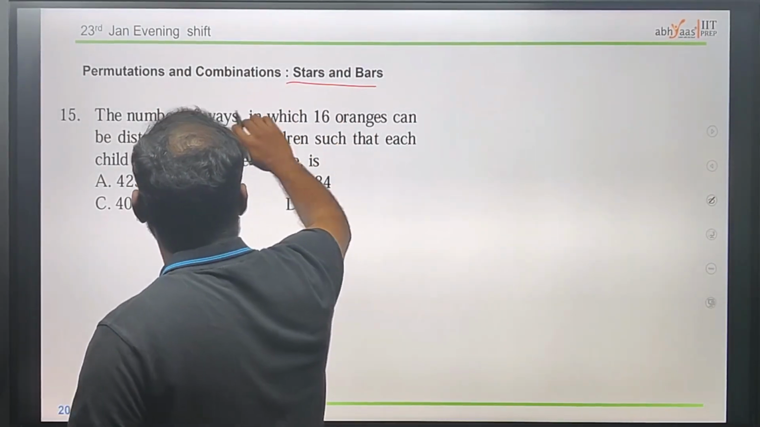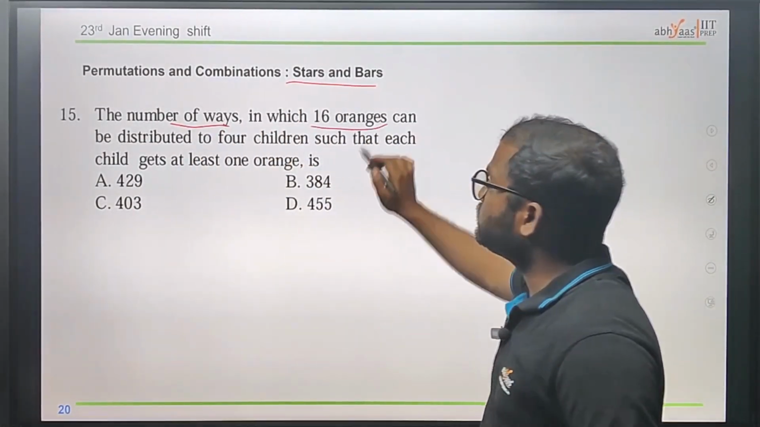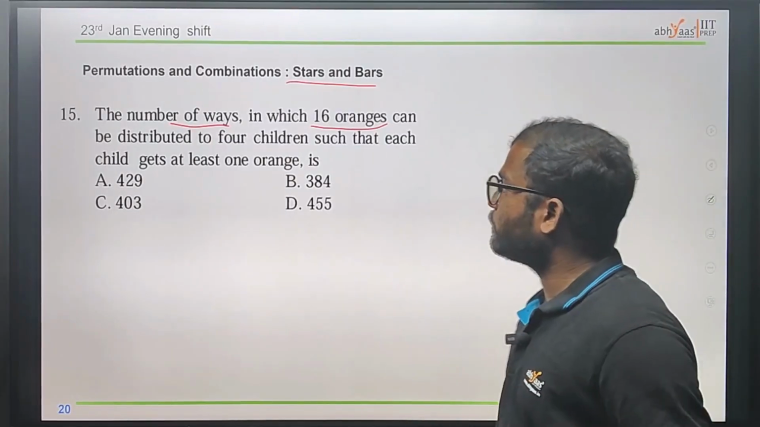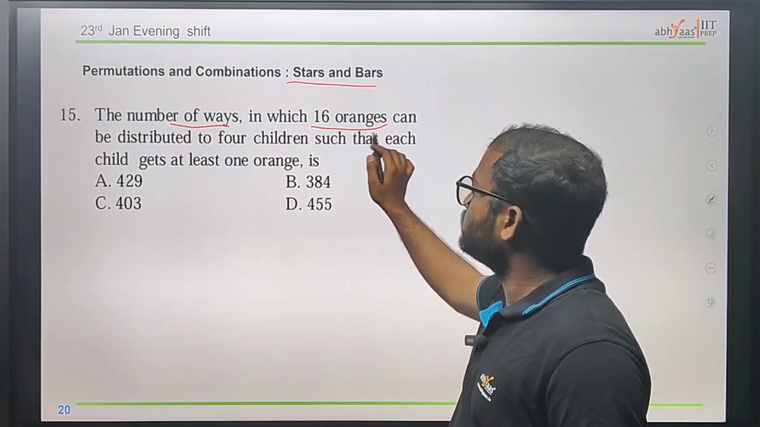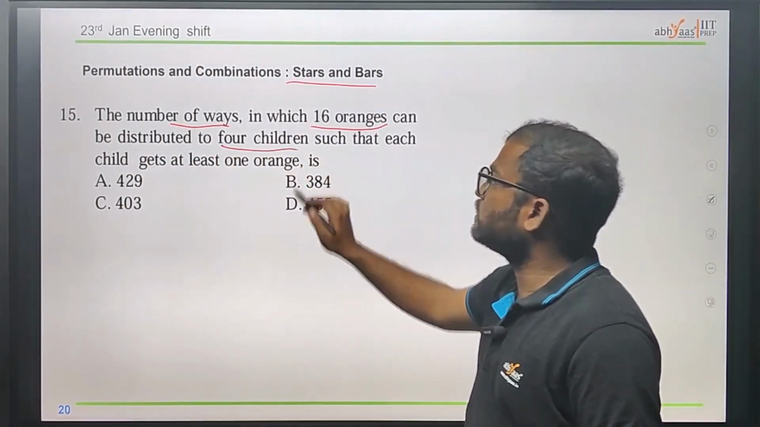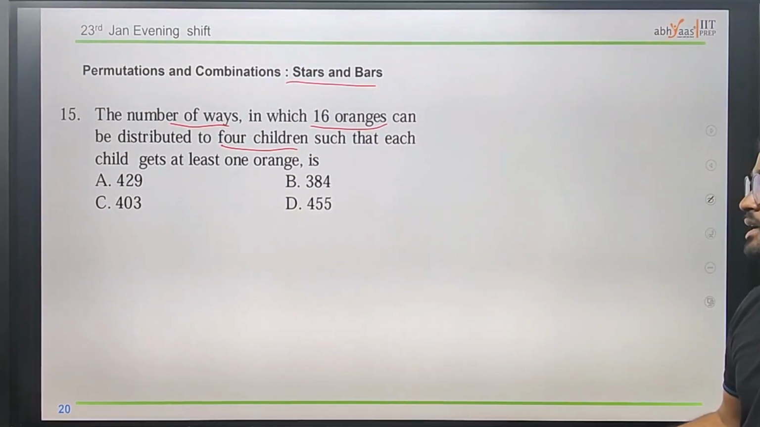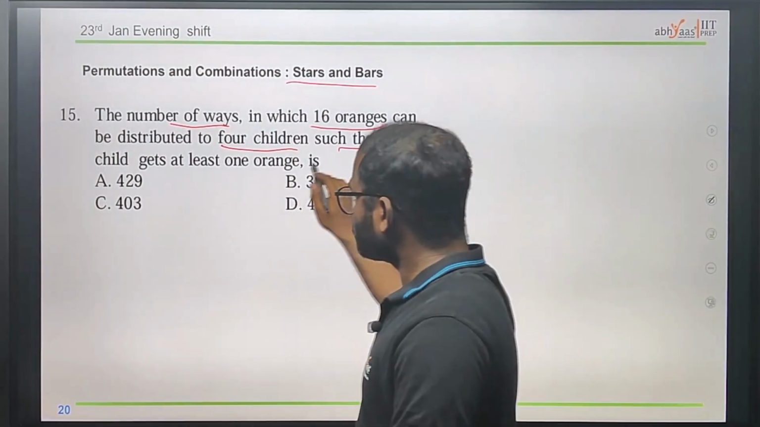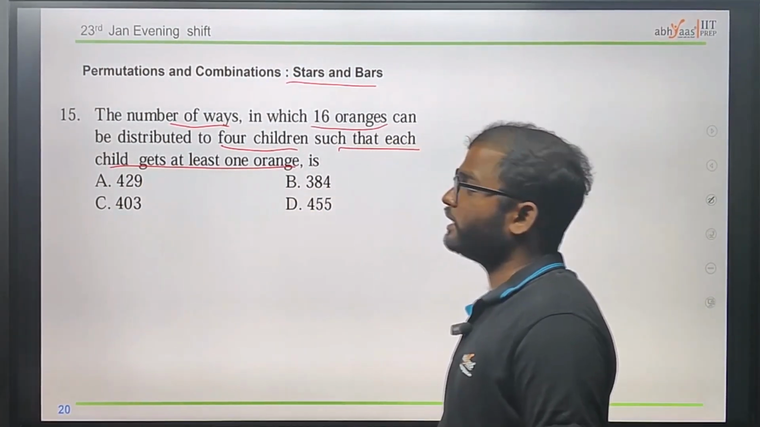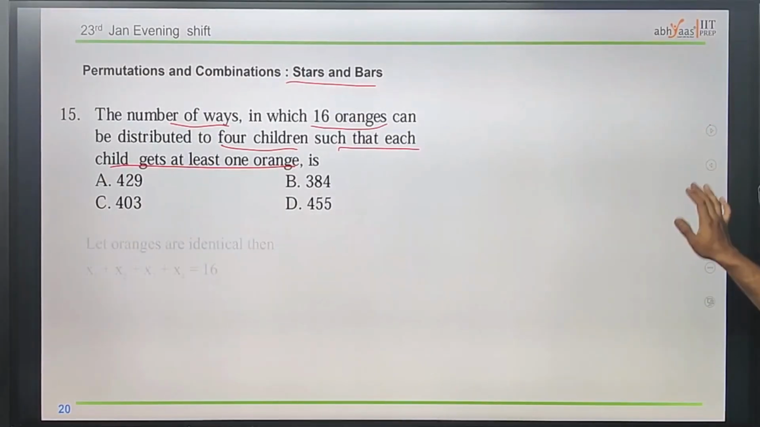Stars and bars. If you see here, the number of ways in which 16 oranges are distributed to 4 children, which is nothing but an integral type of question, like x1 plus x2 plus x3 plus x4, such that each child gets at least 1 orange, greater than or equal to 1. I will show this here.